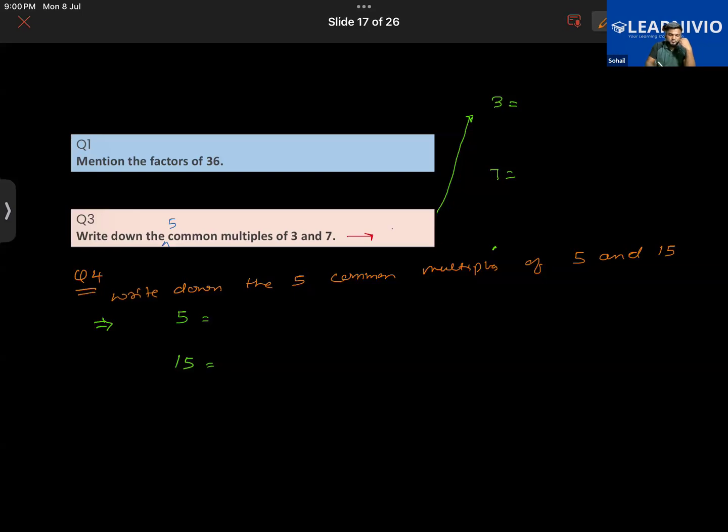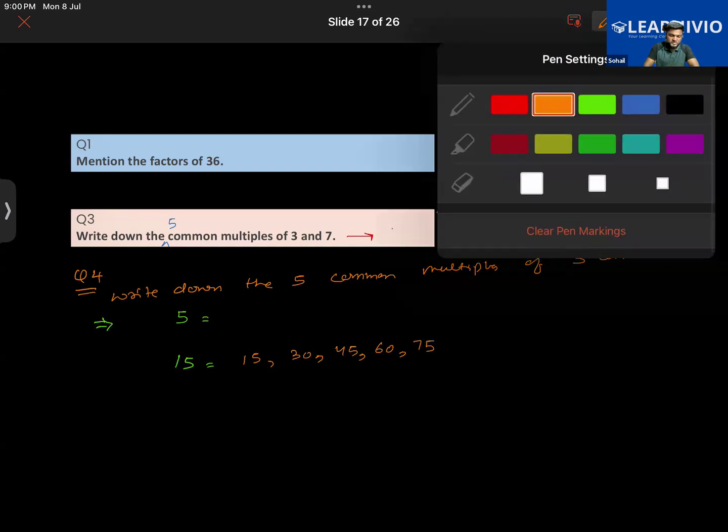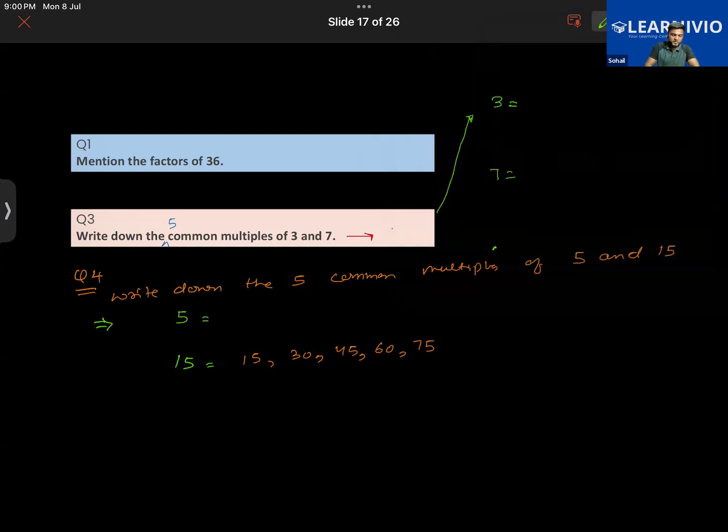First one 15, then second one 30, then third one 45, then fourth one 60, then fifth one 75. Yeah. So was it that difficult? No, it is actually easy. So you just had to write the first 5 multiples of 15. That was your answer. Okay, now you should have written the multiples of 5 also.